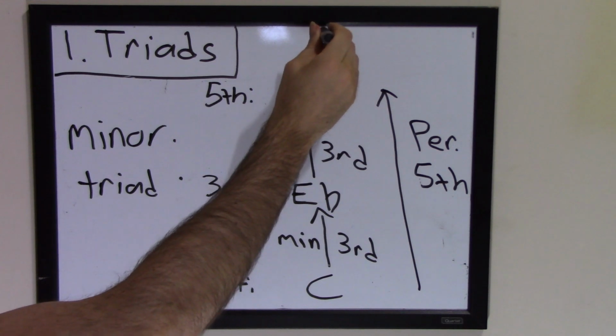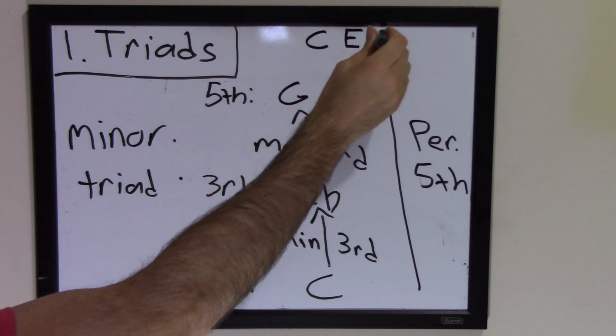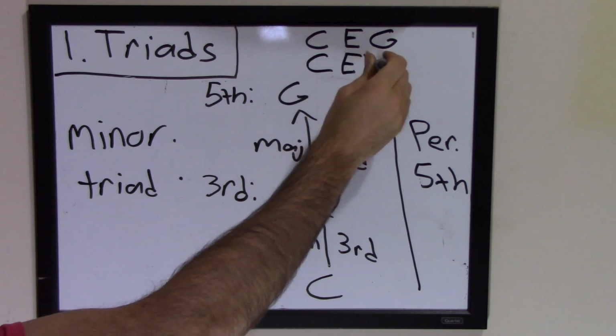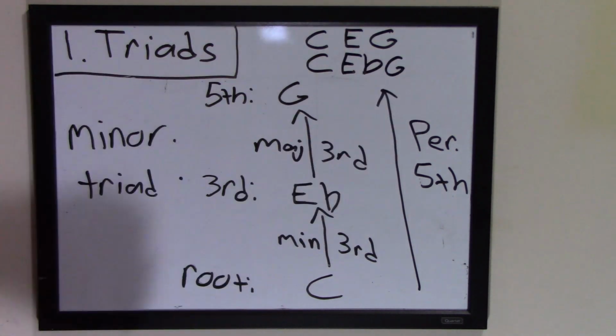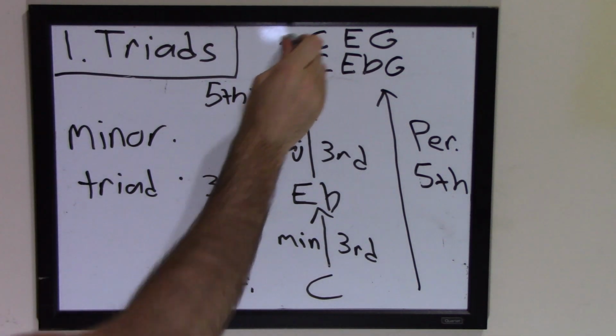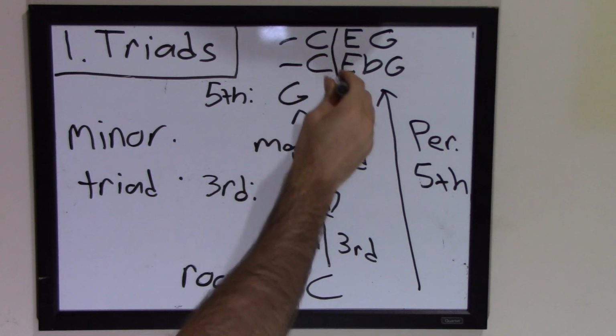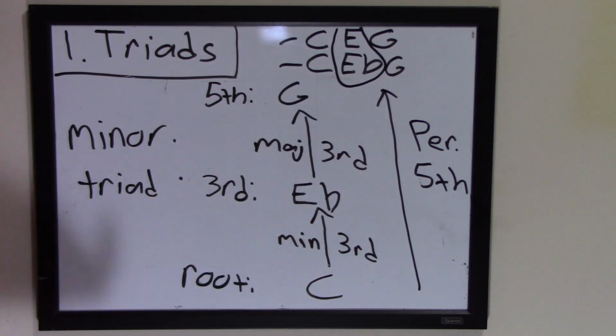Notice that the fifth is the same. The only difference between a C major and a C minor triad is the third. The C major has an E, and the C minor has an E flat. So when you take the middle note, the third of a major chord, and you flatten it, meaning you lower it by a half step, you create a minor chord of that same root note. The root and the fifth stay the same.